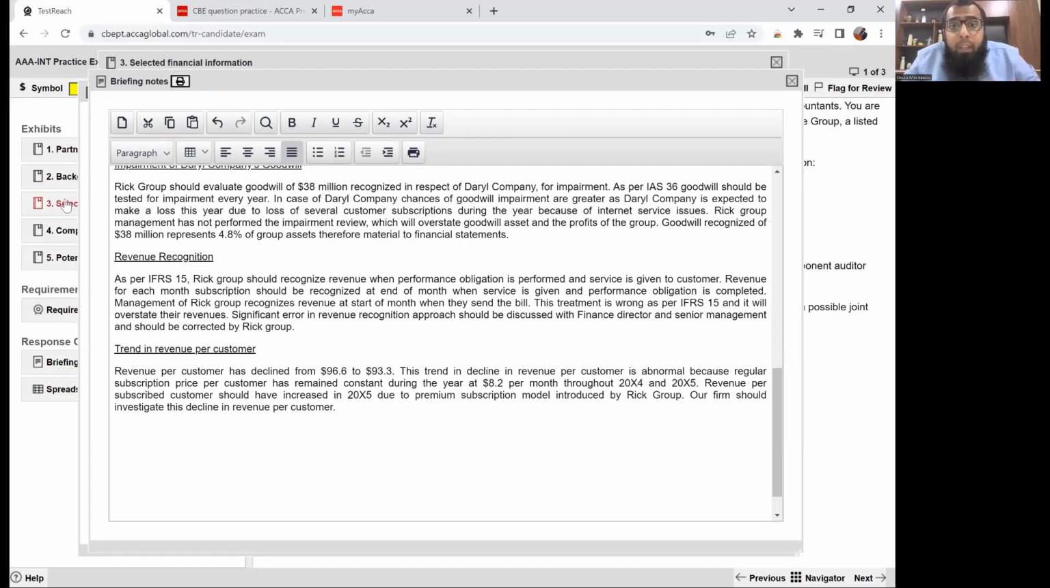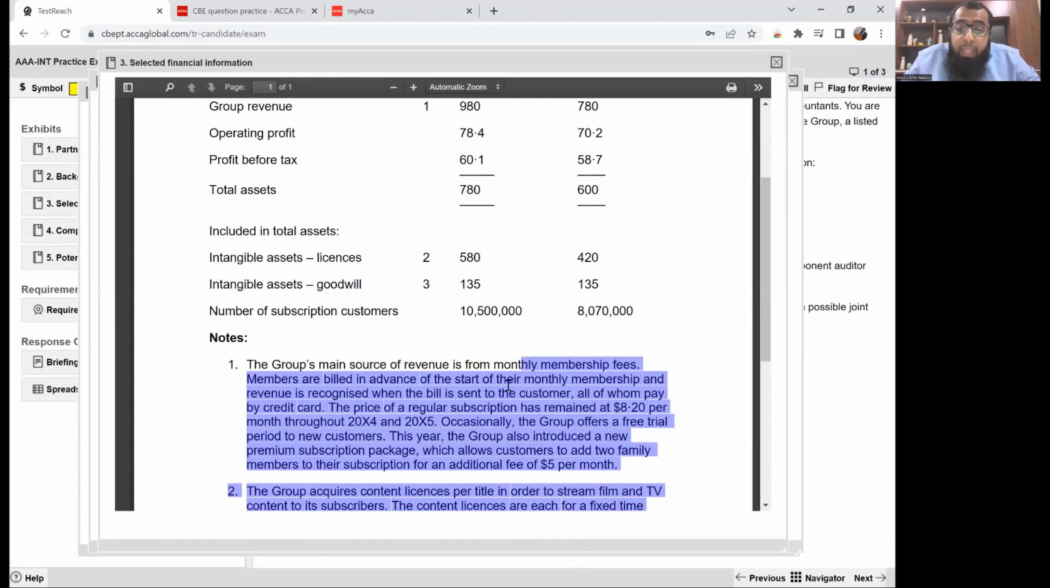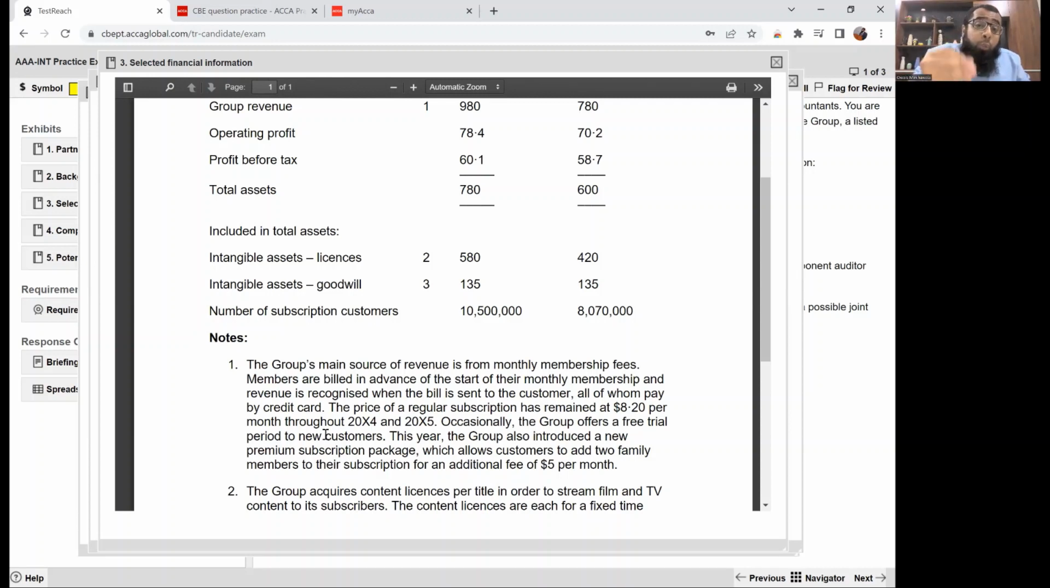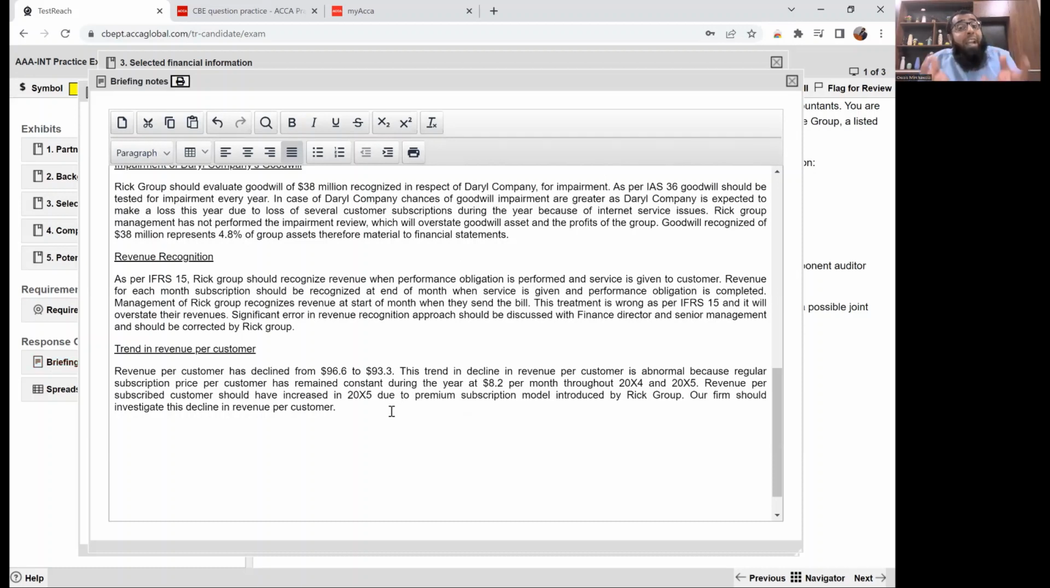Now, is there any reason for it? If you look at it here, occasionally, the group offers a free trial period to new customers. So maybe the revenue per customer may have declined due to this free trial period. So if you find any possible counter argument, you should refer to that also. What you need to understand is, if you remember the professional marks lecture which I gave in the previous class, what the examiner wants is that the student should evaluate the data. He should think in all the directions.